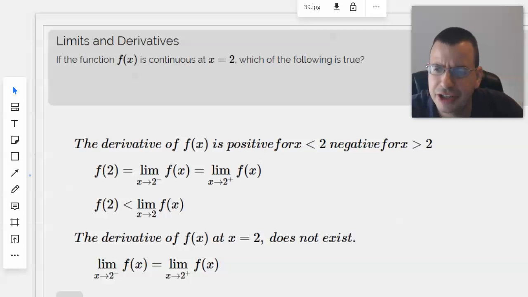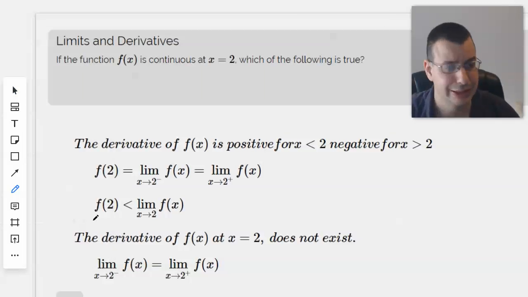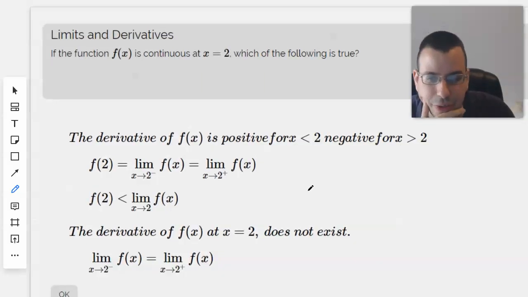If the function f of x is continuous at x equals 2, which of the following is true? Okay. We can do this. At least I hope so. Okay, so we have derivative of x is positive for x is less than 2 and negative for... That makes no sense at all.